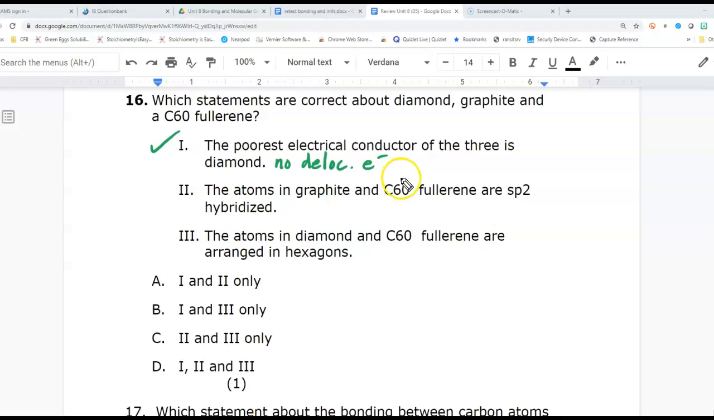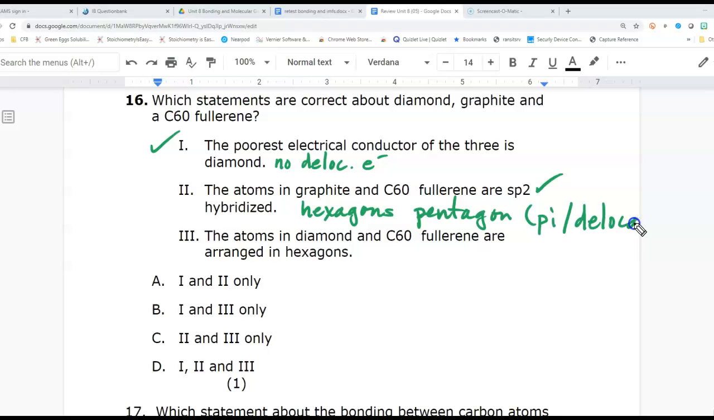Atoms in graphene and C60 fullerene are sp2 hybridized. That is a correct statement because they make hexagons and pentagons, and those two shapes follow the sp2 hybridization. They also have some pi p orbital electrons that form the pi bonds, and those are the delocalized electrons. So that one's true and that one's true.